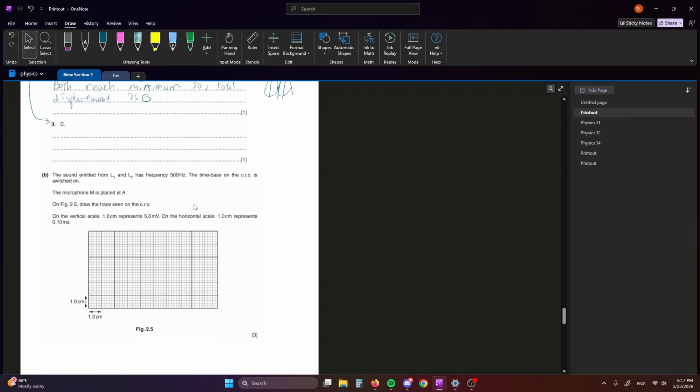The sound emitted from L1 and L2 has frequency 500 Hertz. The time base of the CRO is switched on. The microphone M is placed at A. On figure 2.5, draw the trace shown on the CRO. On a vertical scale, shows this, that. Okay.